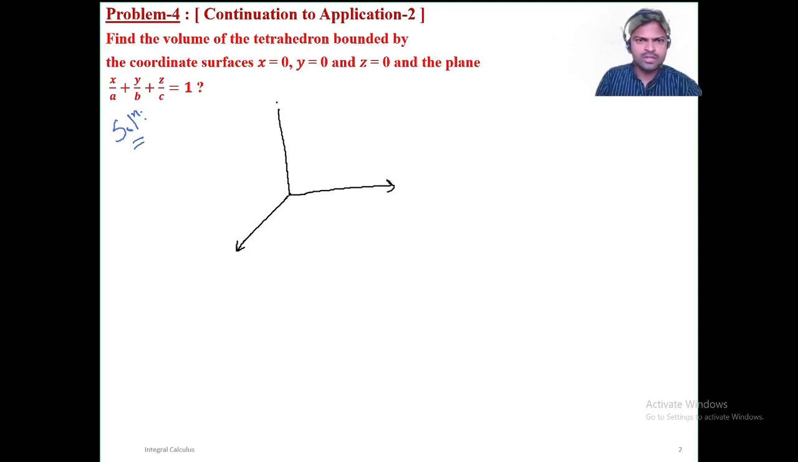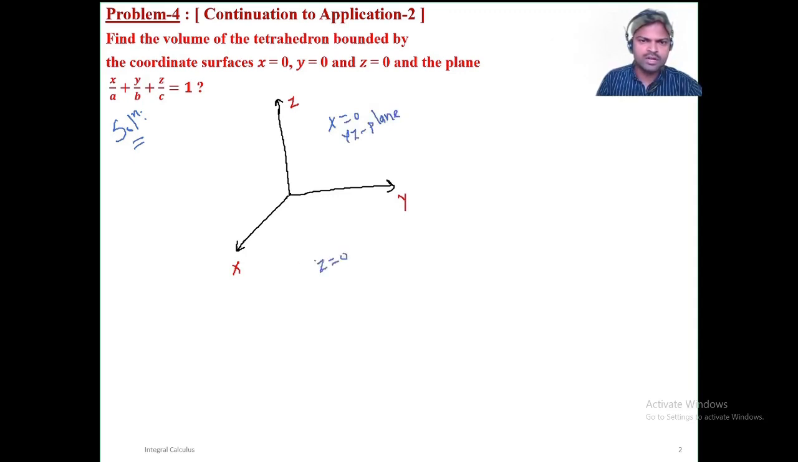Here x is 0, y is 0 means they are not lines, they are planes because we are in 3D. So let's take this is x axis, this is y axis and this is z axis. Now x is 0 means what? So this is yz plane. This equation is x is 0. Similarly, this plane is z is 0.